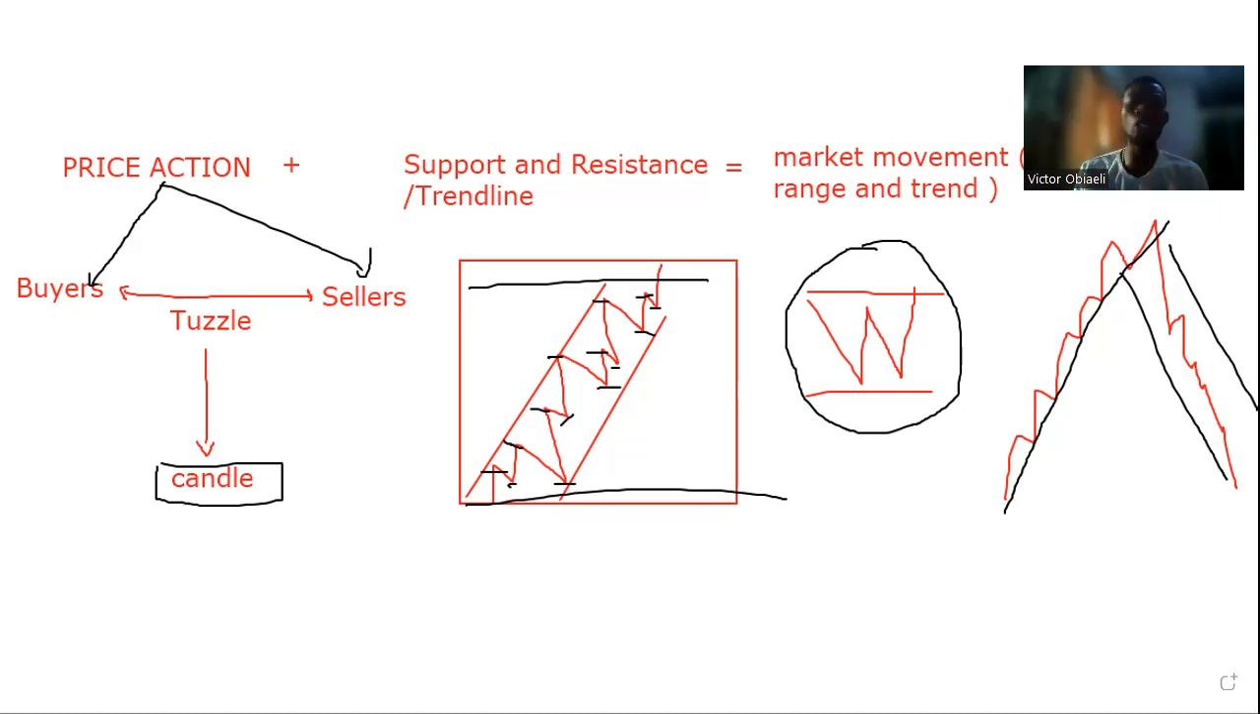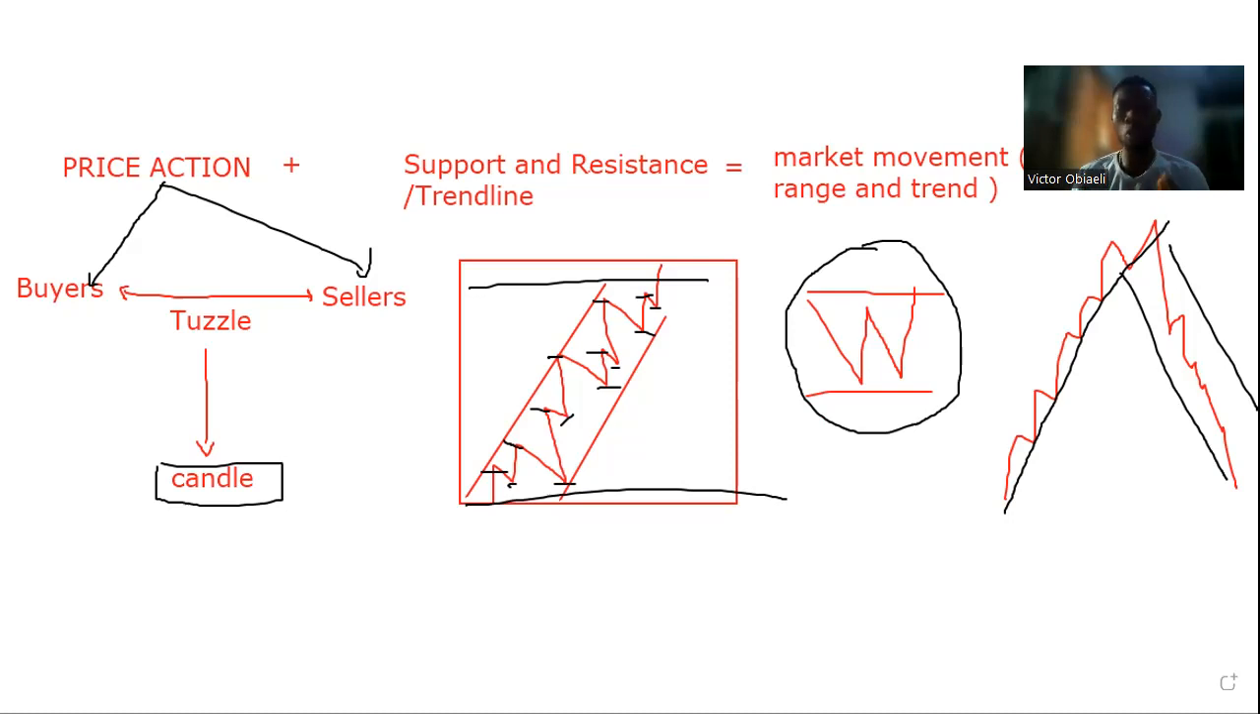Now, when price action is acting upon a particular level, we need to have a response. And whatever that response is gives birth to the market movement. And that is why we have the range and we have the fluctuations of price. This is what price action is all about.